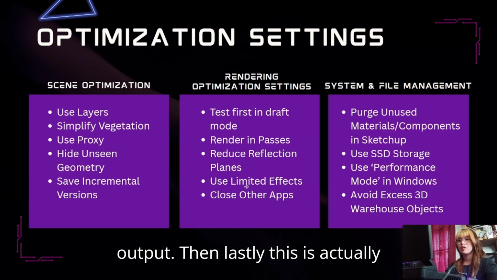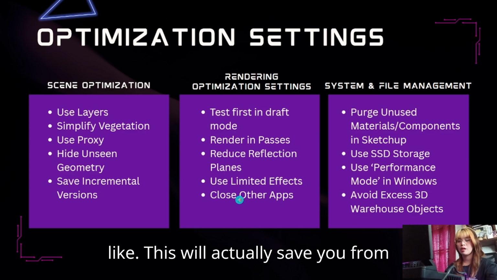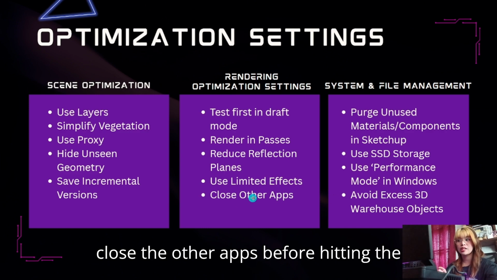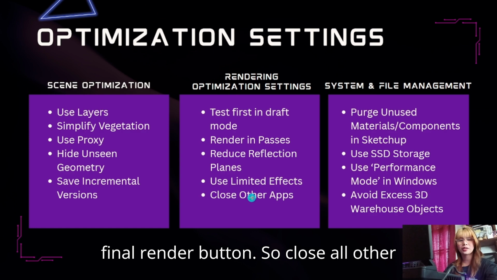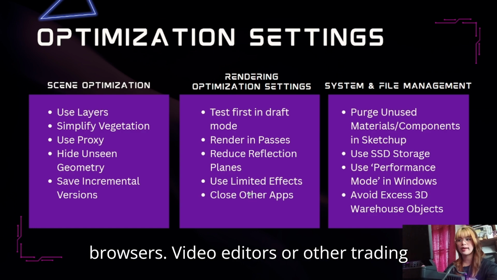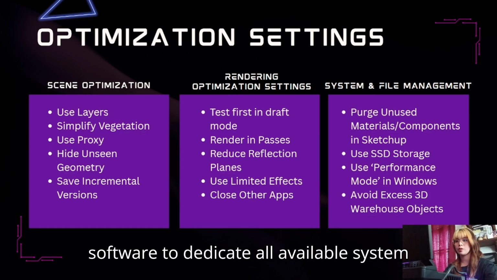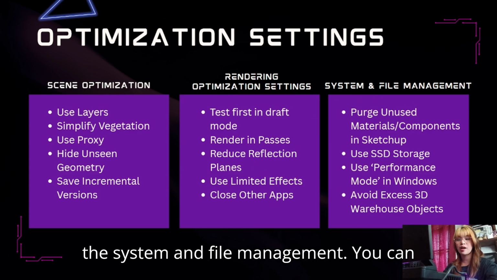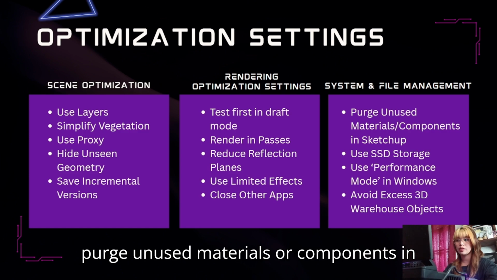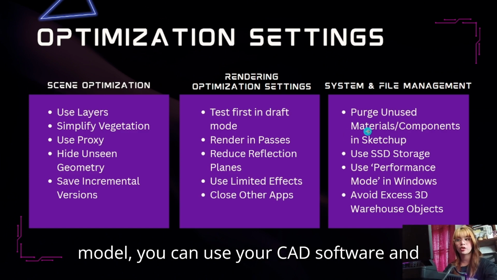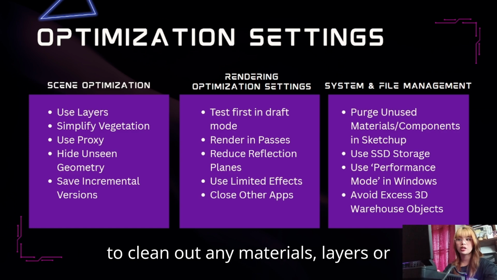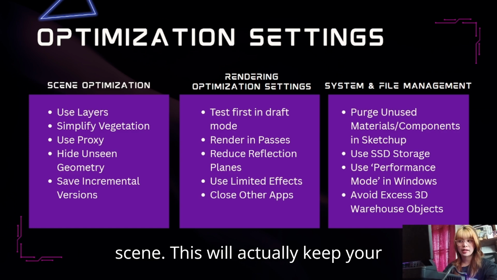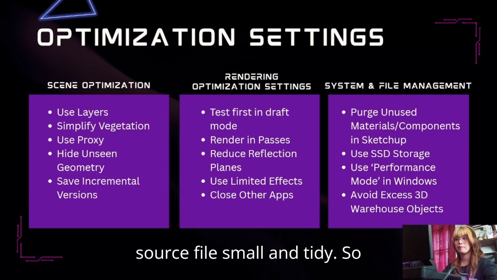Then lastly, this will save you from taking so much time to render. You can close the other apps before hitting the final render button. So close all other memory intensive programs like the browsers, video editors, or other 3D software to dedicate all available system resources to Lumion. And lastly, you have the system and file management. You can purge unused materials or components in SketchUp, because before you import your model, you use your CAD software to clean out any materials, layers, or components that are no longer in the scene. This will keep your source file small and tidy.